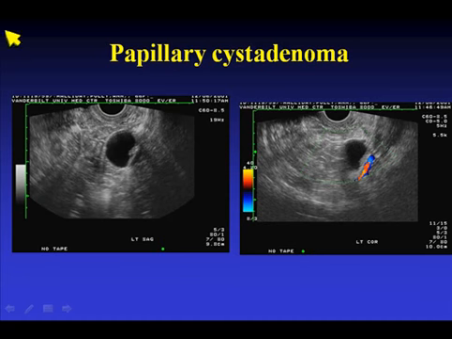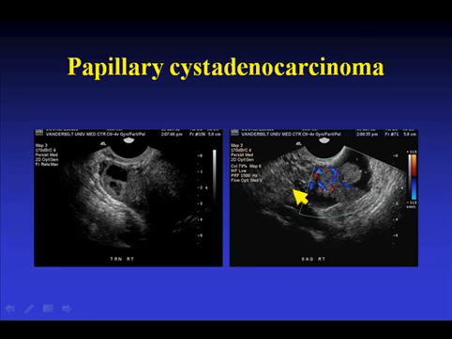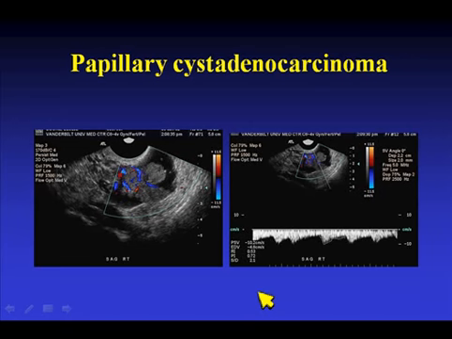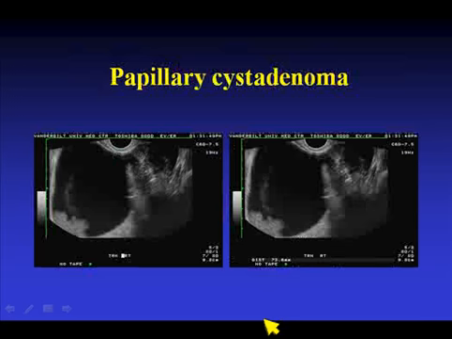And here's some examples of small papillary projections. In this lesion, there's a small papillary projection along this wall, which has no increased vascularity associated with it. This, on the other hand, is a more complex lesion with large papillary excrescences and very abnormal vessels in this ovarian cancer. And as you can see here, some of the vessels have very low impedance flow.